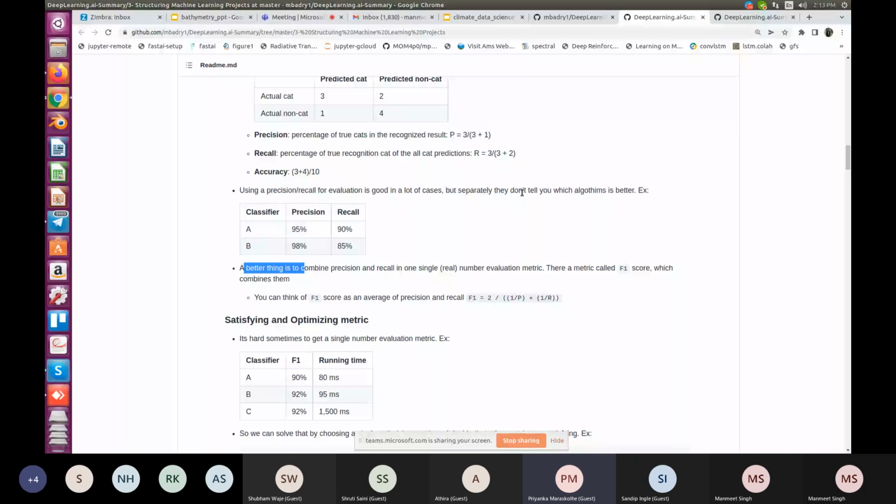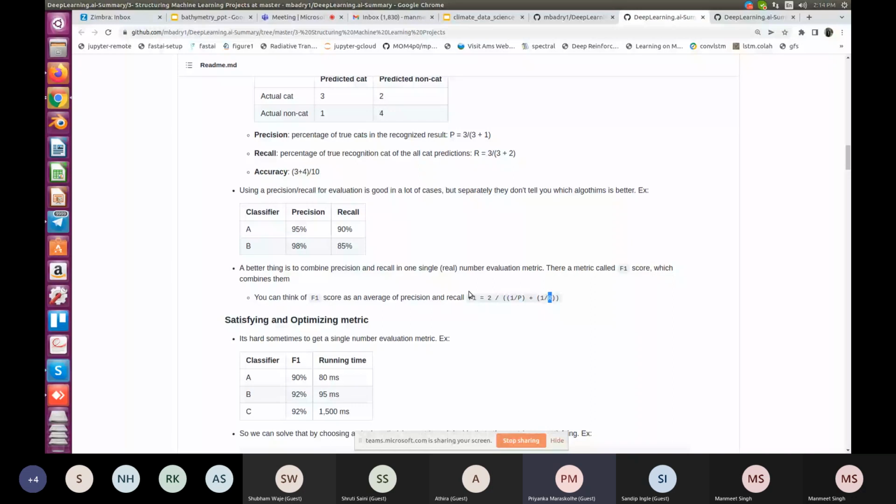You can combine both of these metrics, and this is known as the F1 score. The F1 score is a combination of precision and recall, which is equal to 2 divided by (1 by P plus 1 by R), where P is your precision and R is your recall.